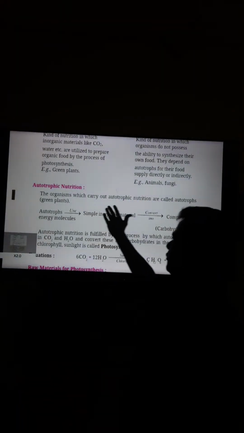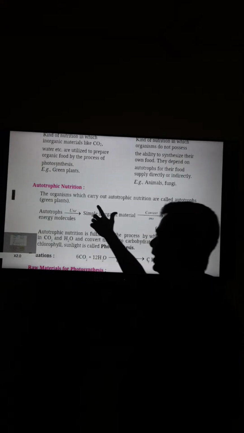So examples are also you are seeing. So what do you mean by autotrophic nutrition? The organisms which carry out autotrophic nutrition are called autotrophs. What are autotrophs? The organisms, for example, green plants. So they carry out the autotrophic mode of nutrition.